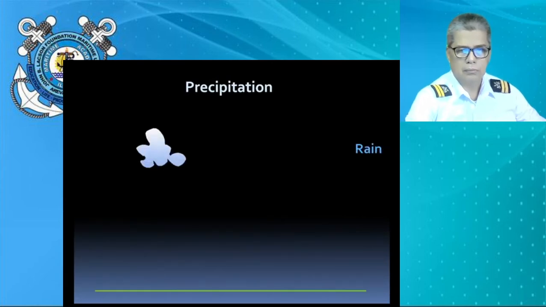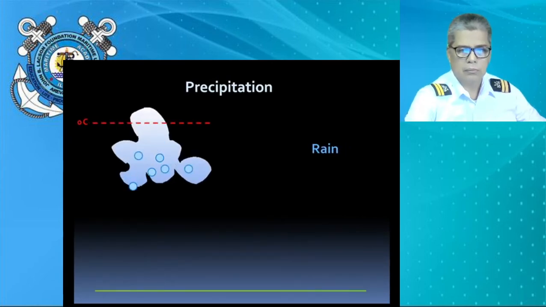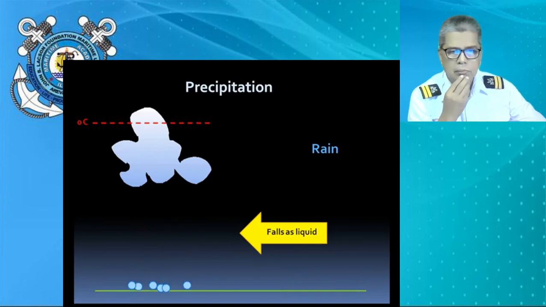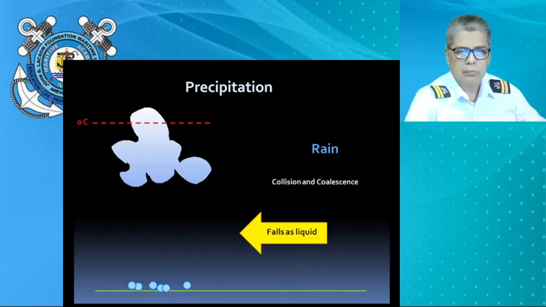So here we have a cloud where it is almost entirely all in a liquid form. The cloud drops get big enough to fall as rain. Would this process be collision coalescence or the ice crystal process? If you said collision coalescence, you're right.